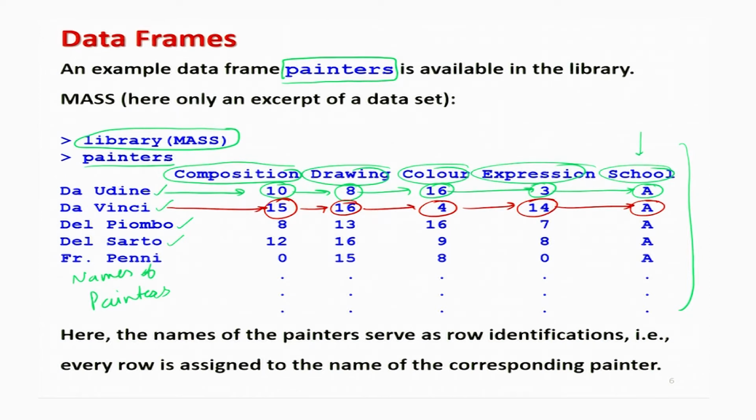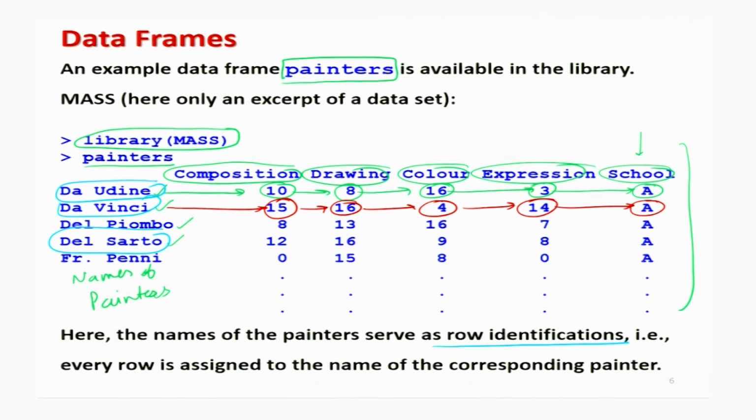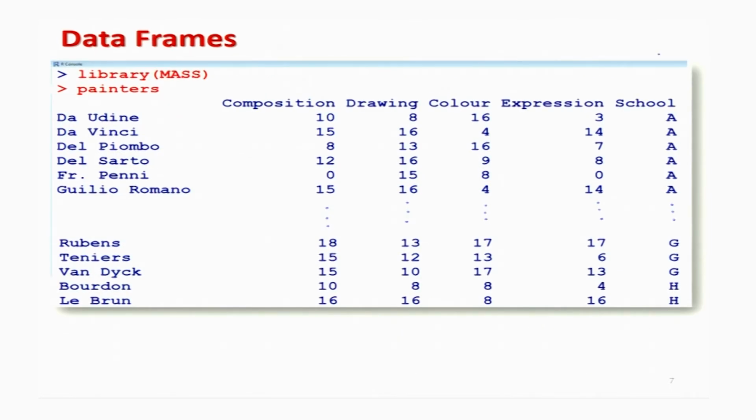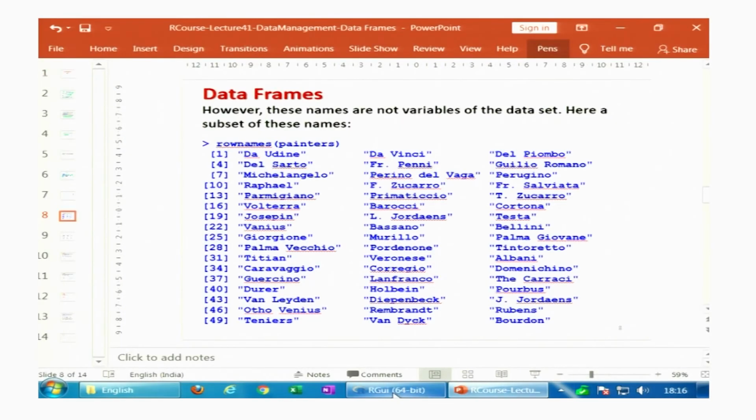You can see here that whatever names are here, they work as row identification. Meaning if somebody asks me what is the value of drawing for the painter Del Scarretto, I will go here and find this value, right? Every row has this type of information. Now, if you look at it on the R console, it will look like this. So before moving forward, let me show you these things on the R console.